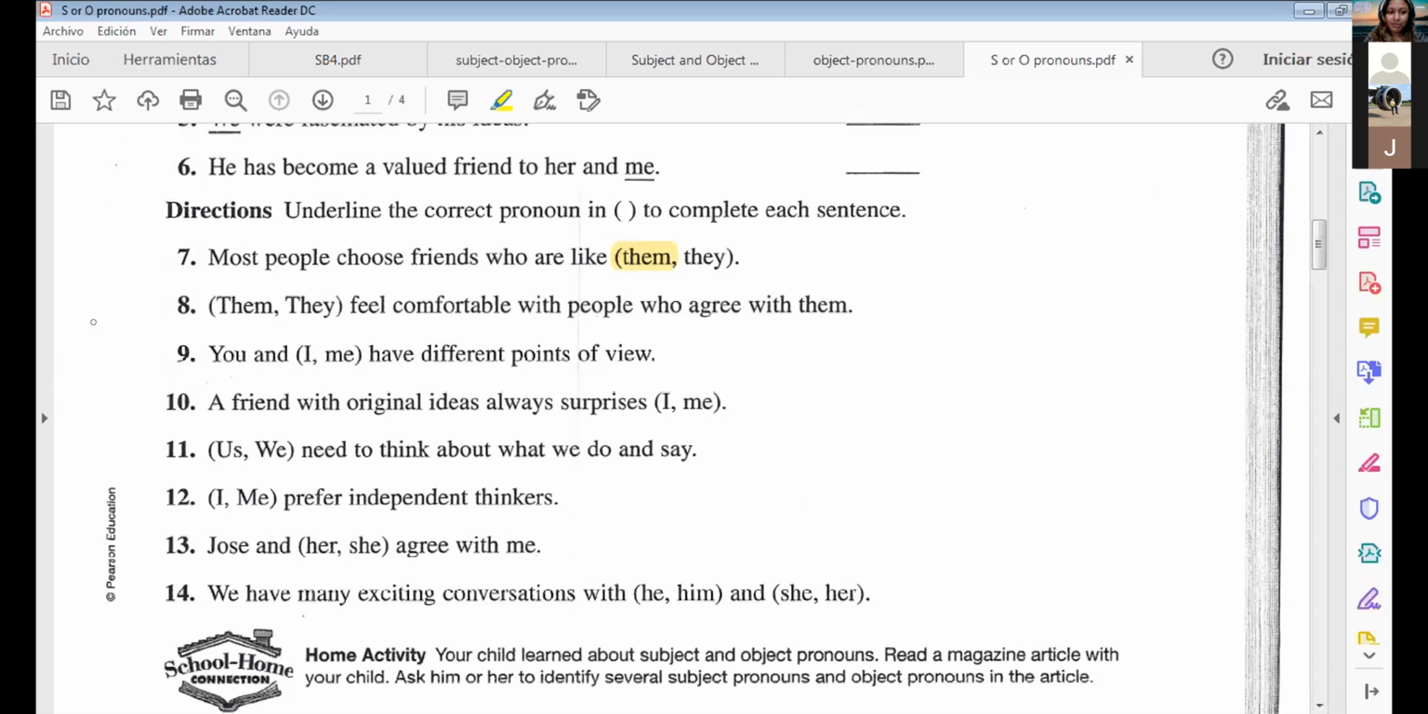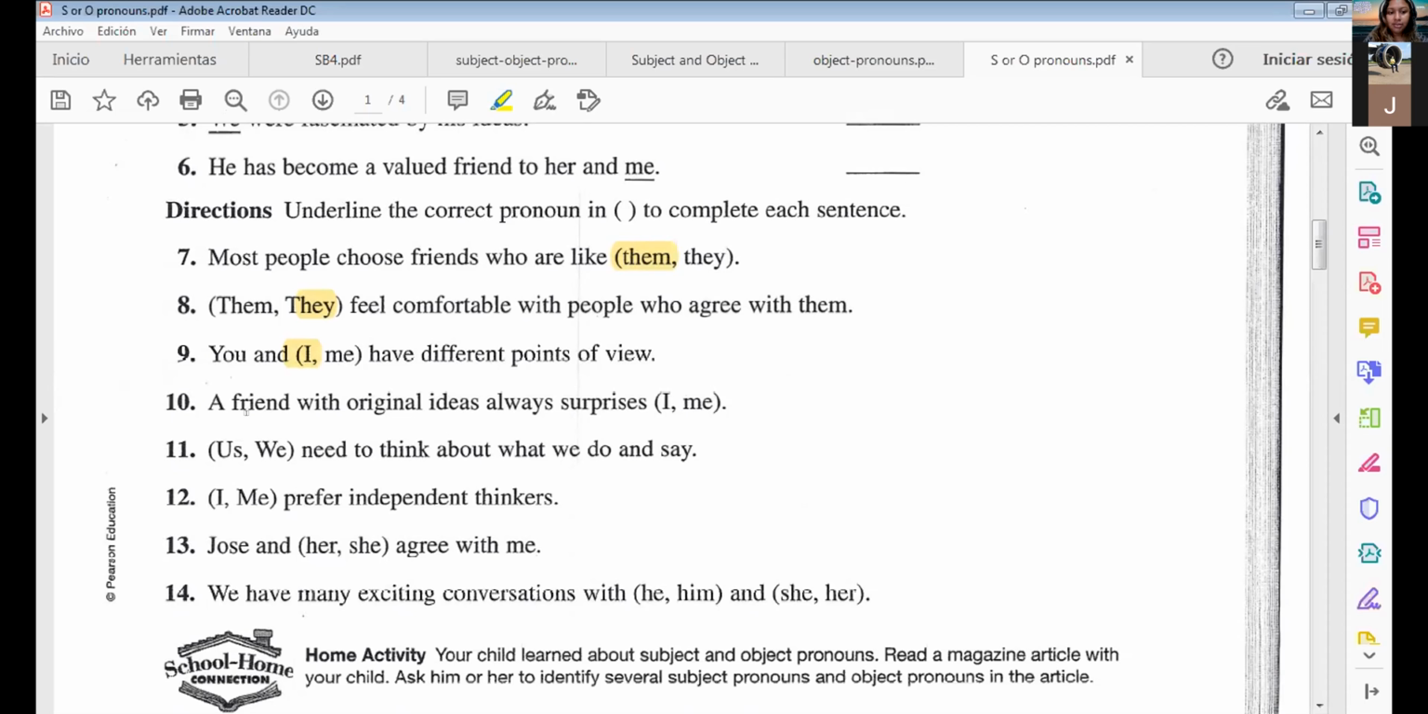Okay. 8, them or they feel comfortable? We say, they. They feel comfortable with people who agree with them. Them. Good. 9. You and I have different points of view. Good. Yes, different points of view. Diferentes puntos de vista, right? Points of view.